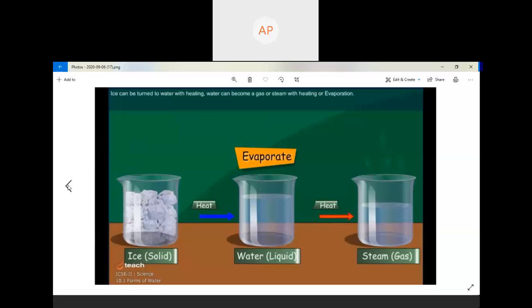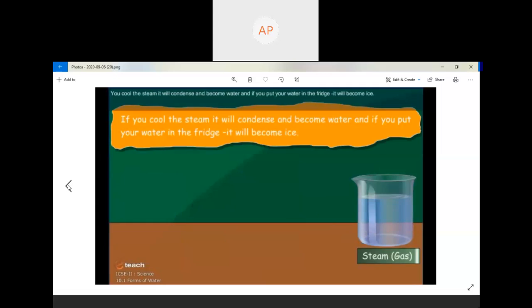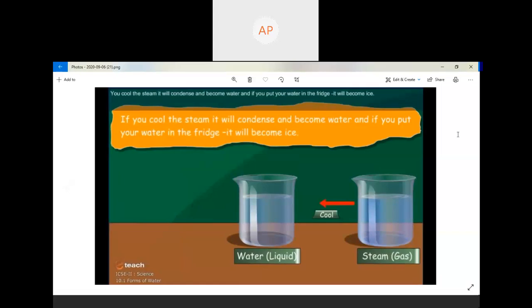Next, now switch off this heating process. Okay, now let the water begin to cool. So when the water begins to cool, what will happen? The steam will get back its original form. The steam will become liquid again. So when you cool it, the steam will get back its original form, that it becomes water again.